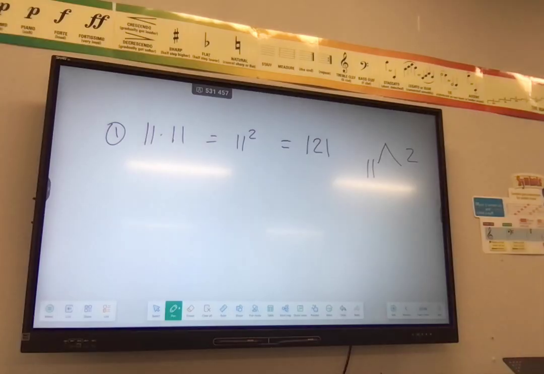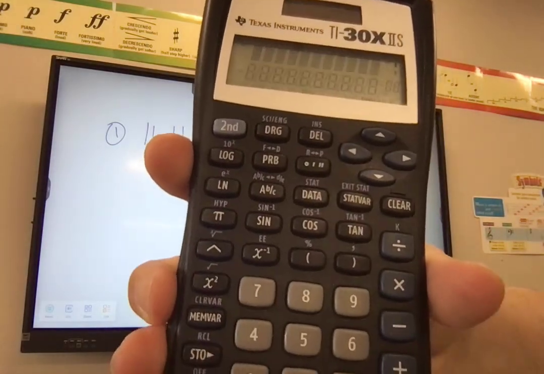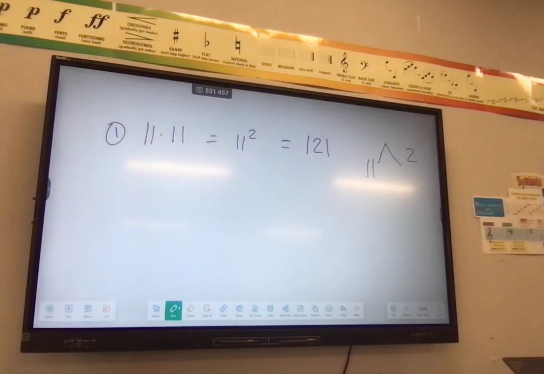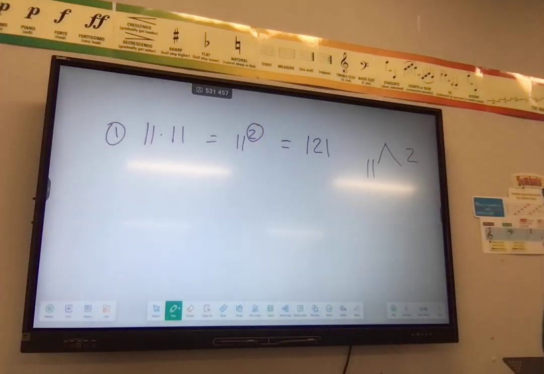The other way, you see the button on there that has x to the power of 2? Okay, so that's if you are squaring it. So that's just going to work with the power of 2. So in this case, you would put 11 and then hit that x to the power of 2 button and then hit enter. And you'll still get 121.